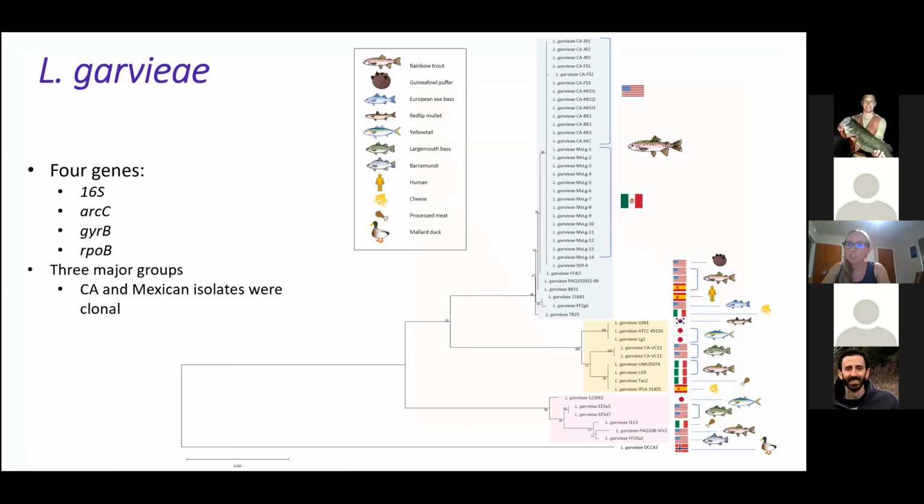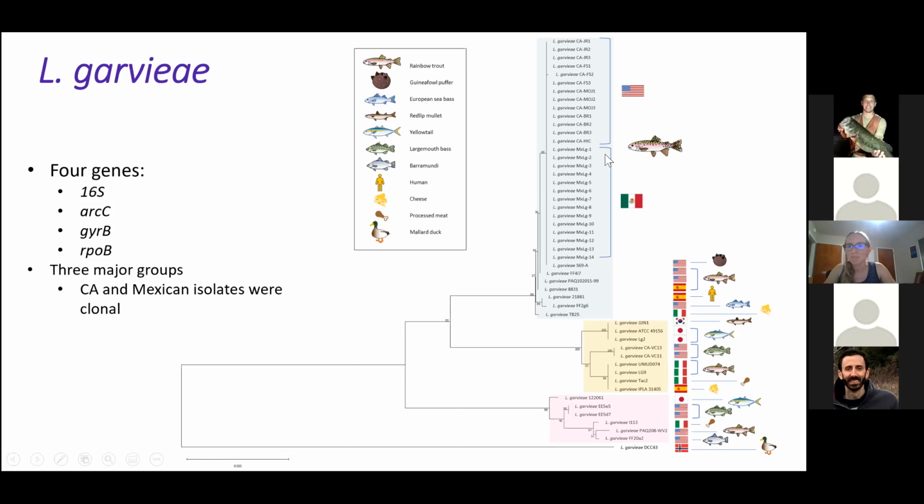A majority of the genes selected for the streptococcal genus did not work for L. garvieae, but some of them did. And an MLSA scheme generally is between 3 and 10 genes. And this one worked great with 4 genes. So we included the 16S gene, ARC-C, GRB, and RPOB. And we got a really nice tree that shows that our Californian isolates and our Mexican isolates seem to be really closely related. So by this, they were basically clonal, with the interesting addition of S69A.